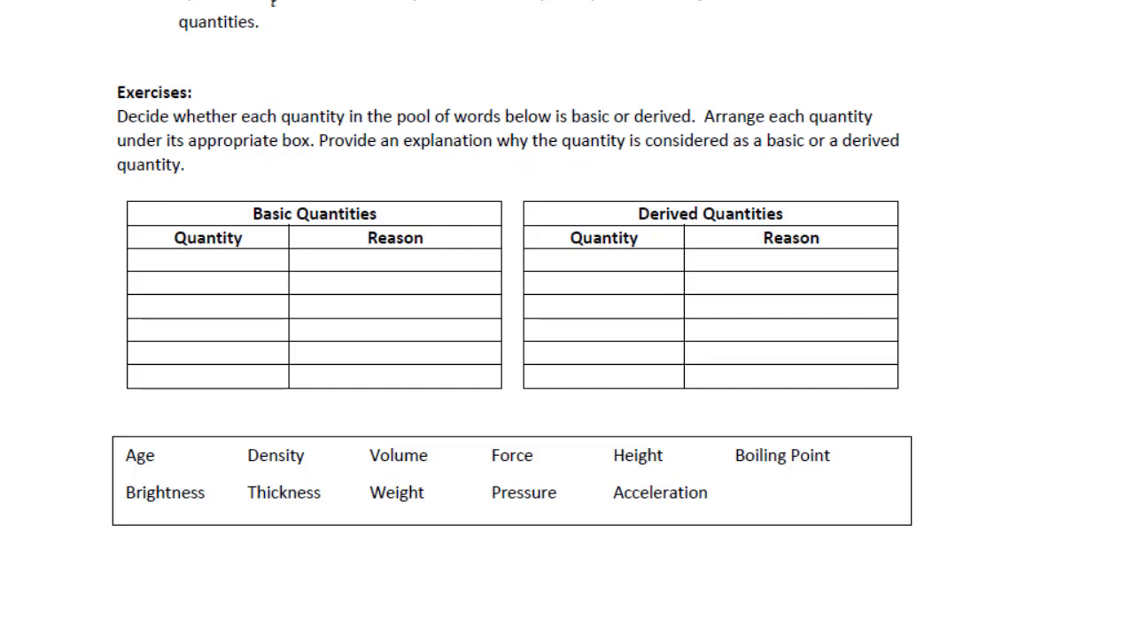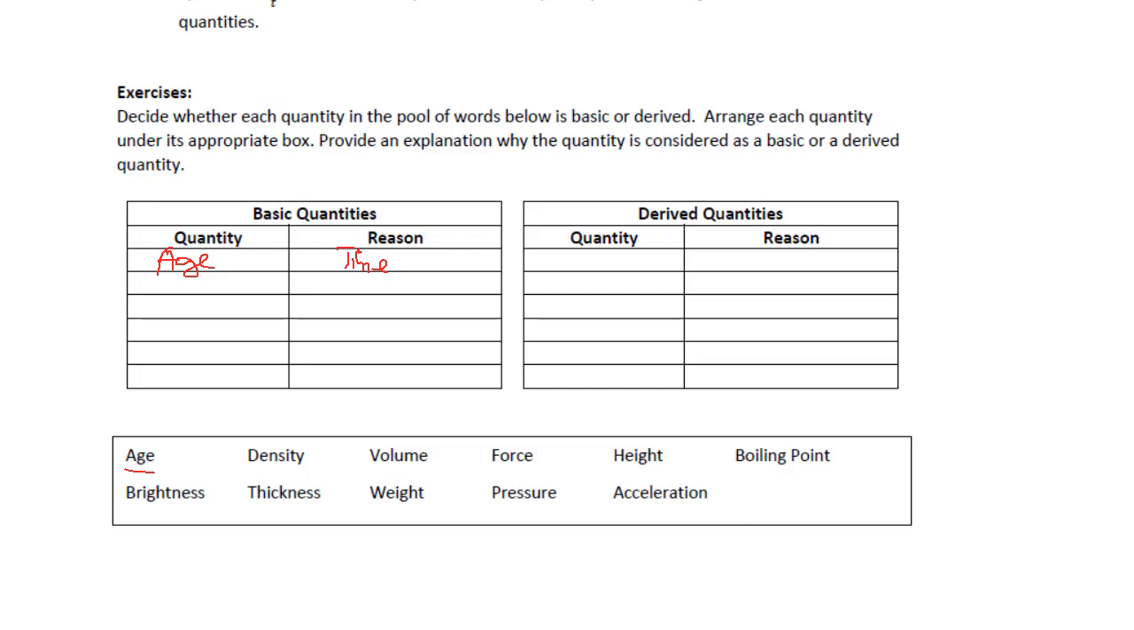Okay, so let's start here with age. Where shall we put this? Like how old are you? Perhaps you'll say 17 years old. Now, is that a basic quantity or a derived quantity? You will say age here is a basic quantity. Why? Because age is really just time, right? You can even convert how old you are in terms of seconds.